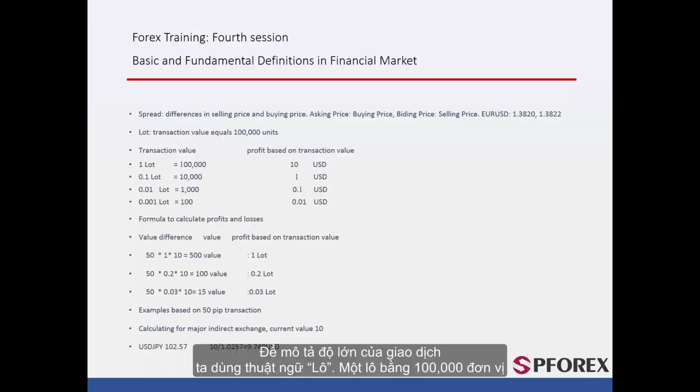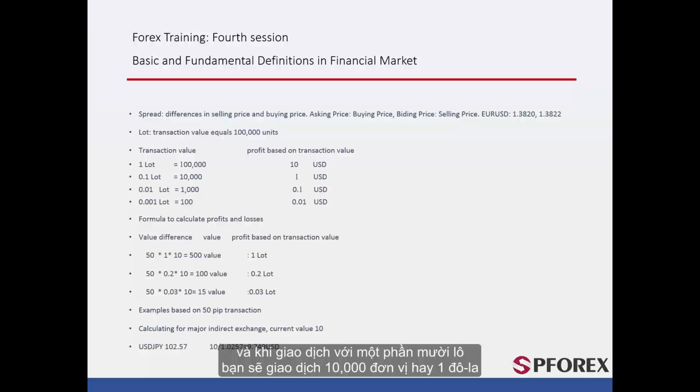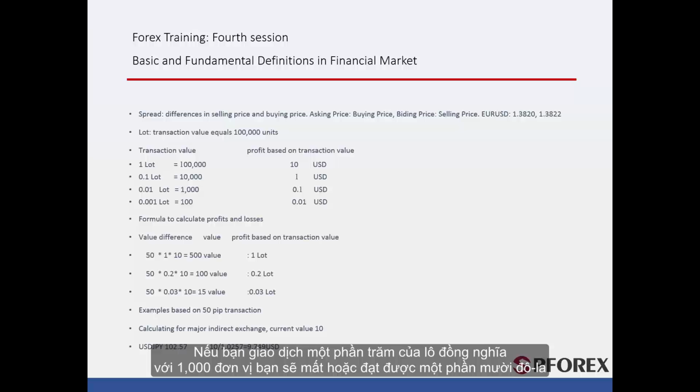In order to describe the size of transactions, we use a term lot. 1 lot is equal to 100,000 units. It means if you are trading 1 lot using major currencies, you will lose or gain $10. And when you deal 1/10 of a lot, you are dealing 10,000 units or $1. If you are dealing with 1/100th of a lot, which is equal to 1,000 units, you will lose or gain 1/10 of a dollar.